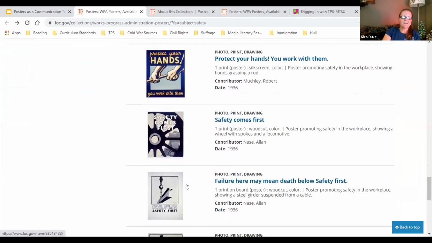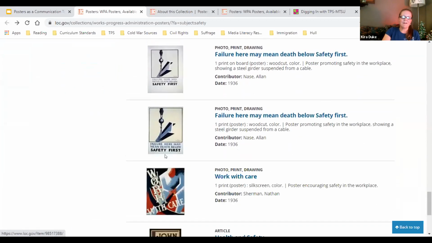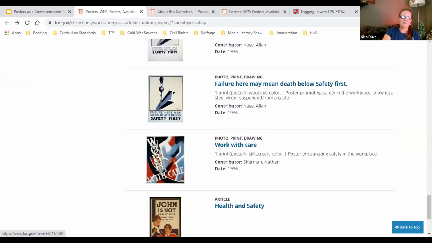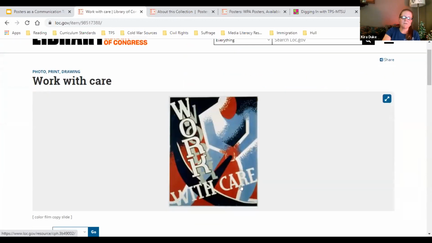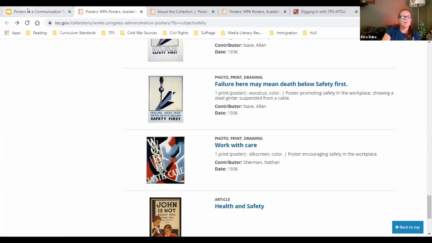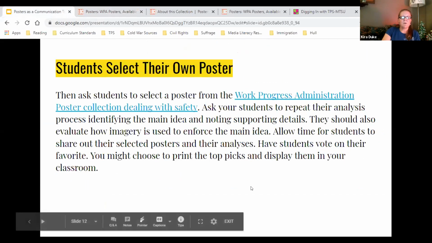Protecting the hands. This one right here is another interesting one. Failure here means death below, safety first. And then this is another one. I love these that are very colorful. We see, work with care, a little more ambiguity in the imagery there, but it's just a really cool poster.